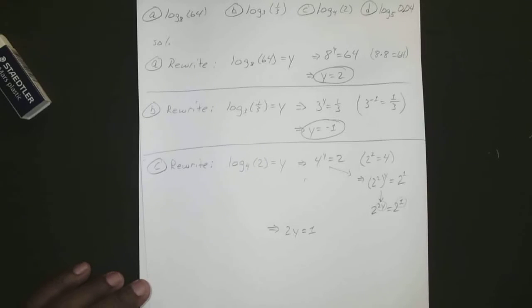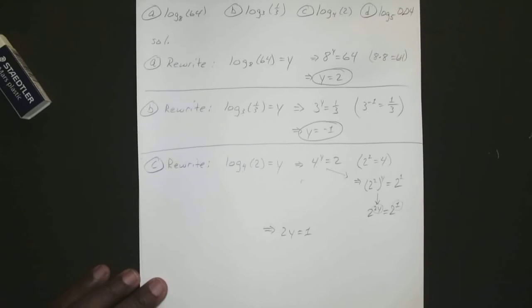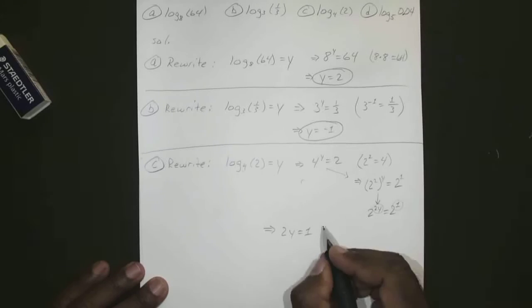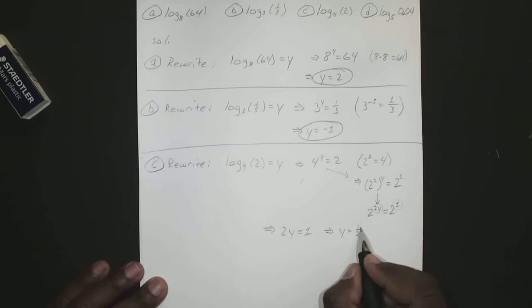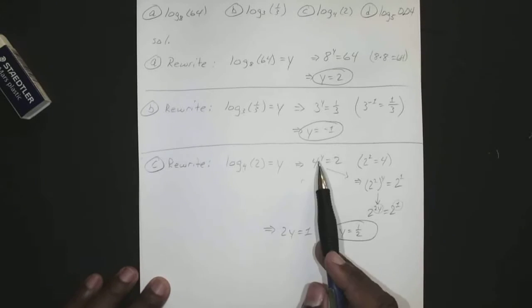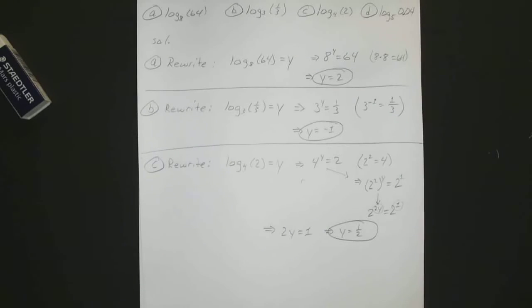Okay, does that make sense? All right, so sometimes you have to kind of play around with them a little bit. Okay. So if 2y is equal to 1, it means y is equal to 1/2. So pretty much the square root of 4 is equal to 2. All right. Any questions on that third one?